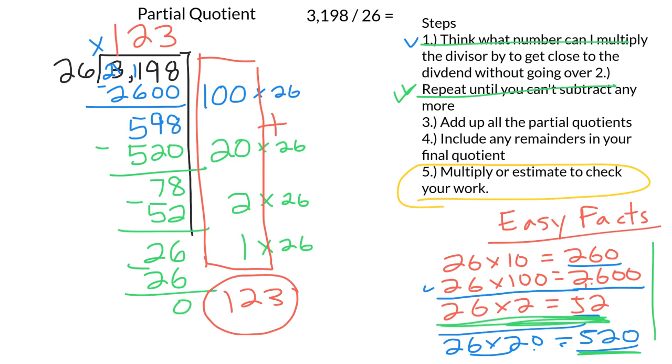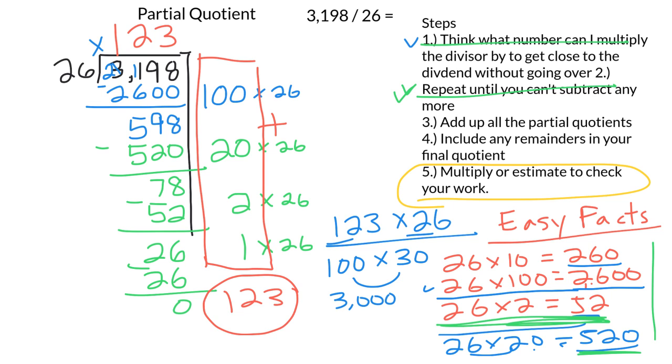So if we round 123 times 26, and we use our rounding to help us, I'm going to round 123 to 100. I'm going to round 26 to 30, and that is just by rounding to the greatest place value. Now, if I multiply these, 100 times 30, I am going to get 3,000. And what you're going to do is compare this to your original dividend, 3,198. Is it close? Yep. Yay! If it is, that means we did our division correctly to get this number of 123. So our answer, our quotient, is definitely reasonable.